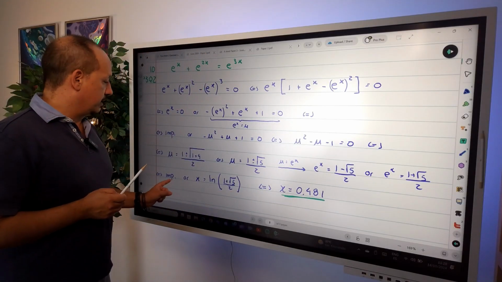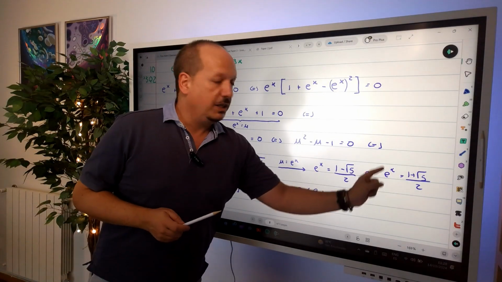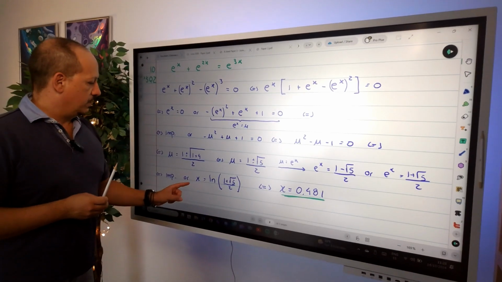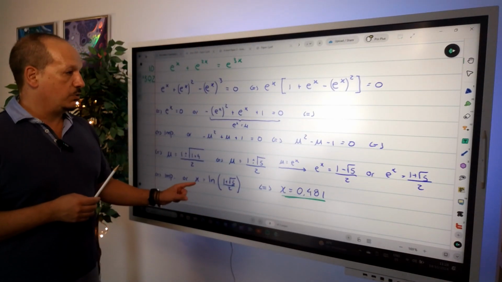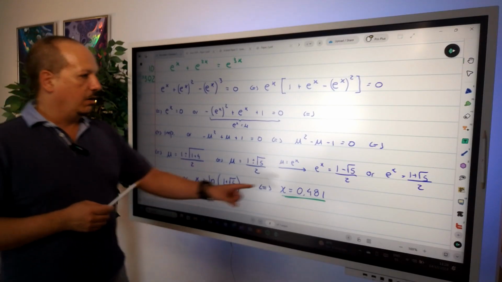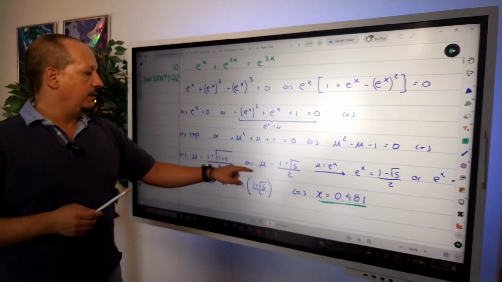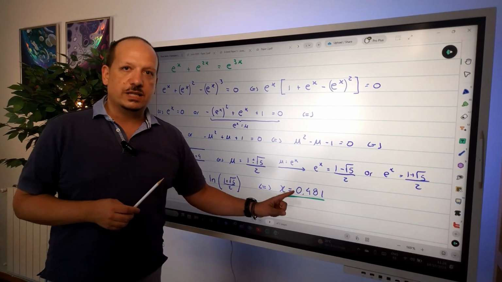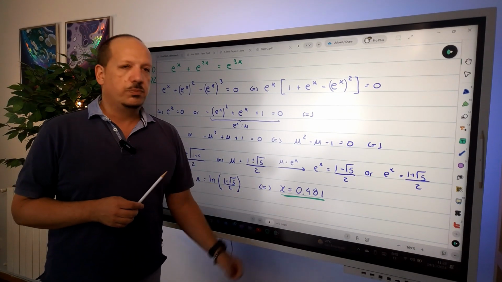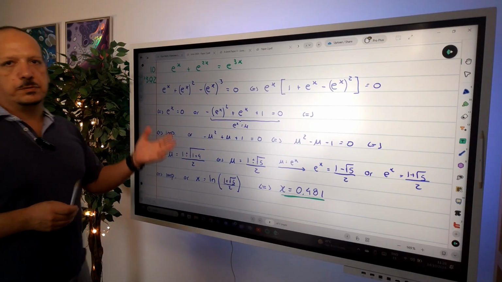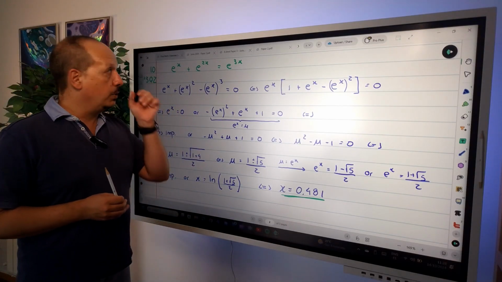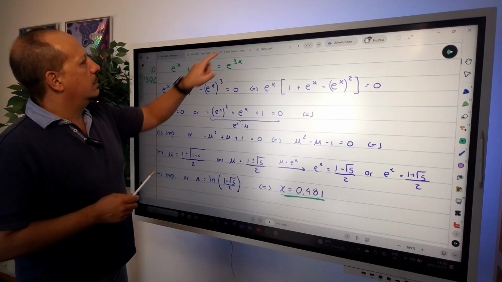So this is impossible, meaning that the solution is that one. So I want to get the value of x. So x equals the natural logarithm of that stuff over there, which, correct to three significant figures, is 0.481. A little bit more tricky than the previous one, but still not complicated at all.